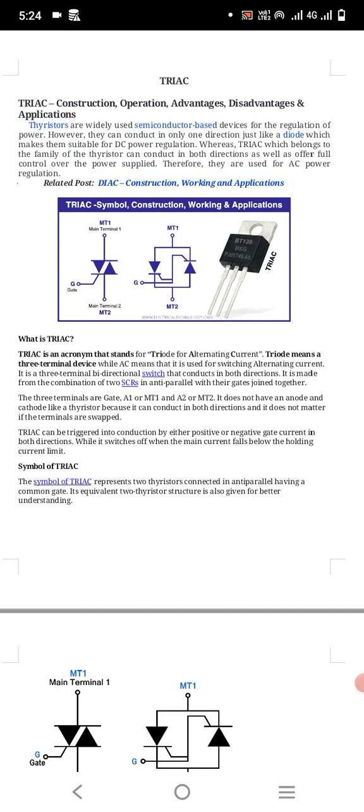I believe that this video about the topic will be very useful for all students. Okay, now let us start the topic. First, let's understand what is TRIAC.